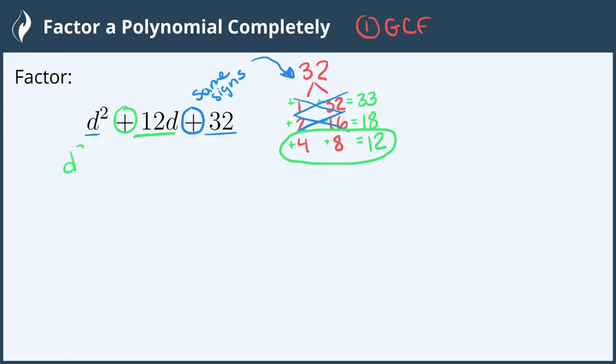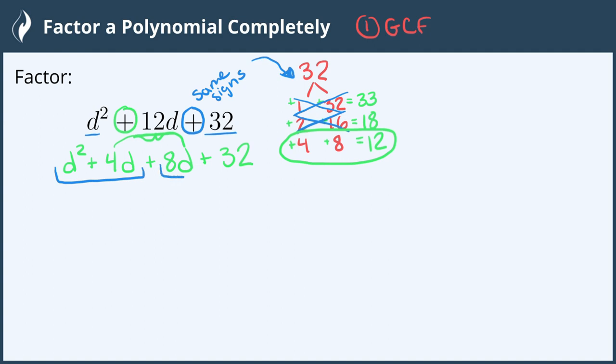Replacing it, we get d squared, and we'll take our 4 and our 8, replacing the 12, 4, and don't forget the variable d, plus 8, again, don't forget the variable d, because we're replacing this term here, and we'll finish it up with our plus 32. Now that we've replaced our middle term, we have 4 terms, and so we can factor by grouping.